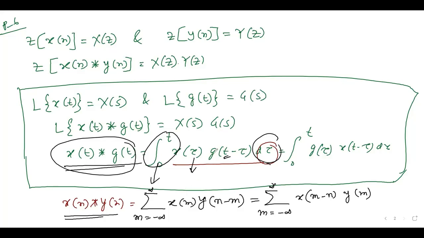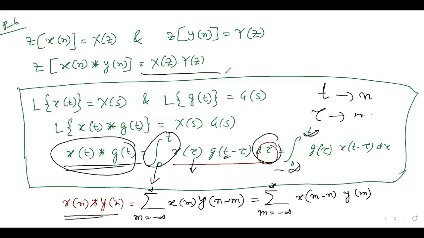There are two variables. I took time as n, then tau I have to take as m. Think of tau as m. The integration 0 to t with respect to d tau becomes summation m equal to minus infinity, actually this will be minus infinity to plus infinity. You have surely learned later. This is the formula of convolution.